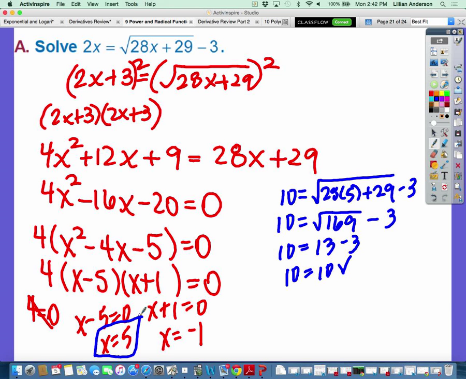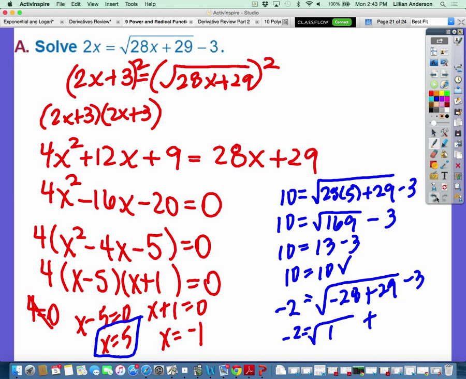Plug in -1. 2 times -1 is -2. What is 28 times -1? Negative 28. And when I add 29 to that, what do I get? You get a 1. What's the square root of 1? So then they both work. Always check, because no, they won't always work.